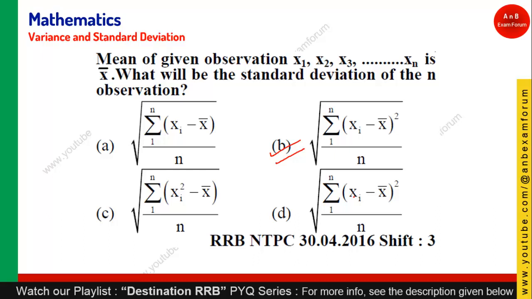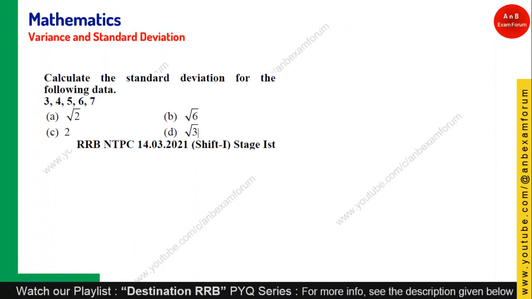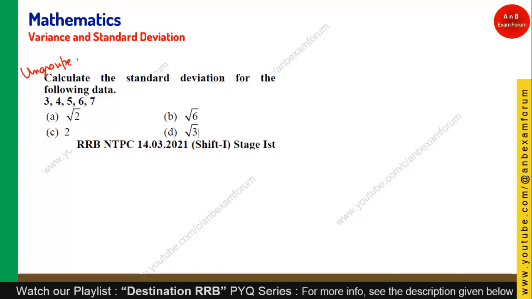Let's see the next question. So yes, the correct answer is B. Let's see the next question. Student, this question is from ungrouped data. Most of the questions which we have seen in the previous year are from ungrouped data.